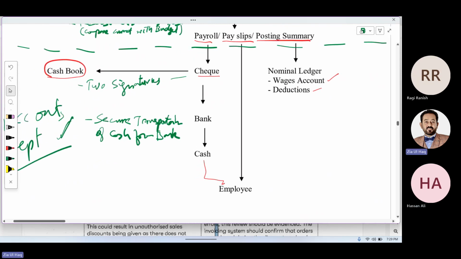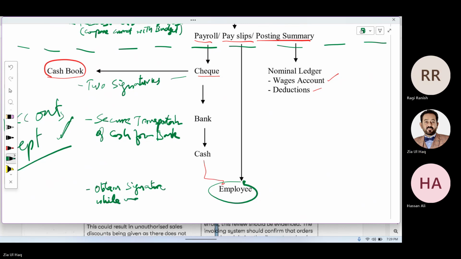When you are giving payment to employees, you need to obtain signature from employees while making payment. Otherwise, you will have no proof that you have given the payment to the employees. Employee could ask, I haven't received the payment. So that's why employee signature should be obtained while giving them the payments. Only for cash, or even for check?